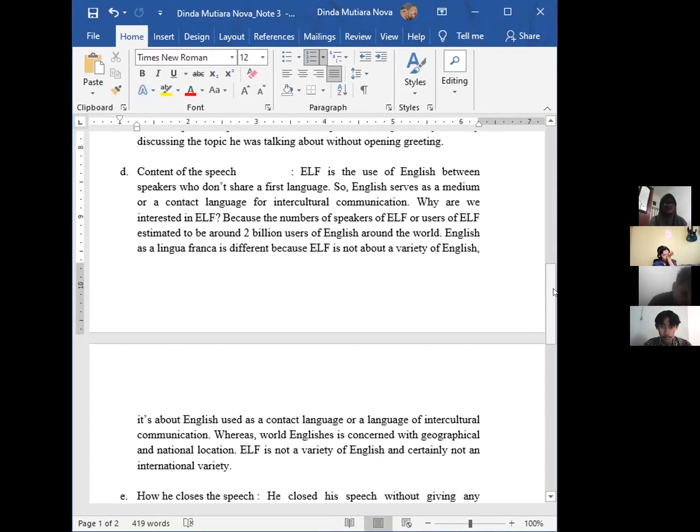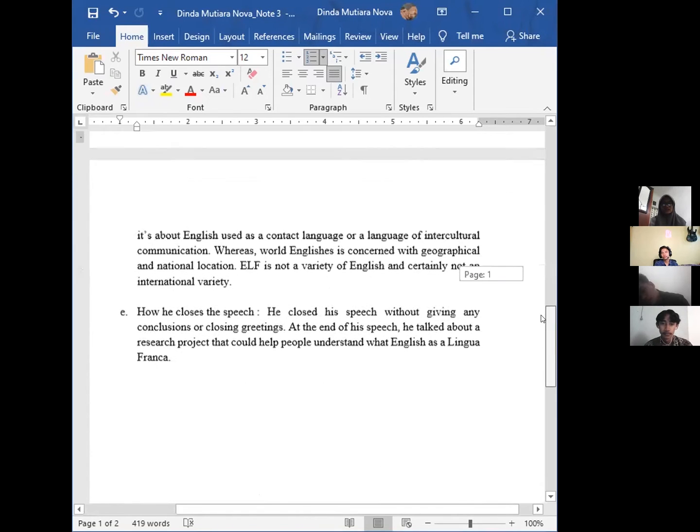So ELF is different from World Englishes. ELF is not about a variety of English. It's about English used as a contact language or a language of intercultural communication. Meanwhile, World Englishes is concerned with geographical and national location. So ELF is not a variety of English and certainly not an international variety.